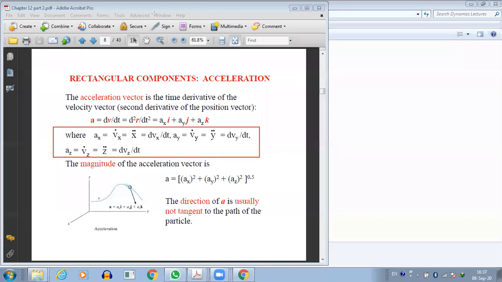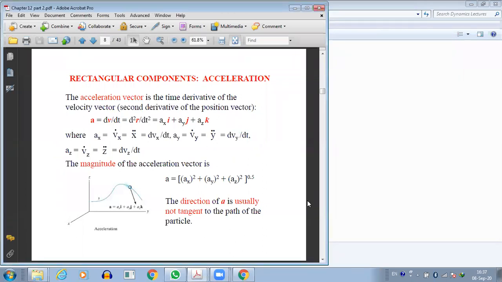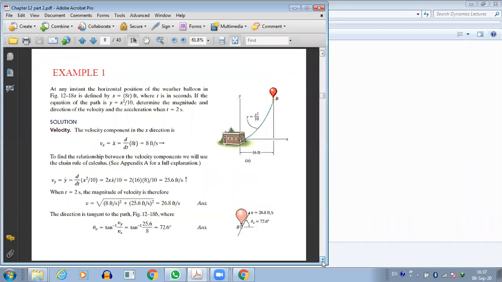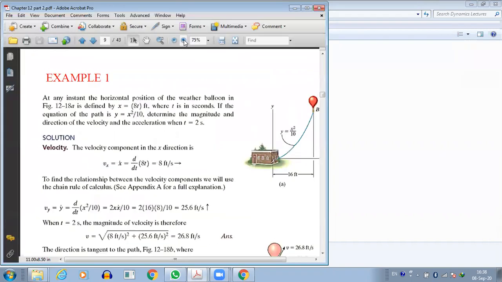Okay, let's have a numerical. At any instant, the horizontal position of the weather balloon is defined by x equals 8t, where t is in seconds. So this is the formula for x.